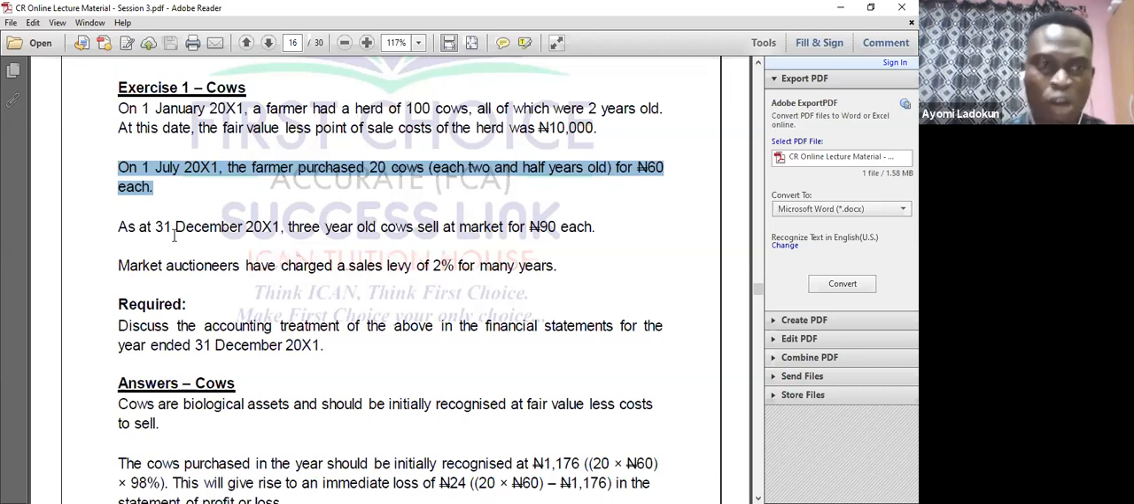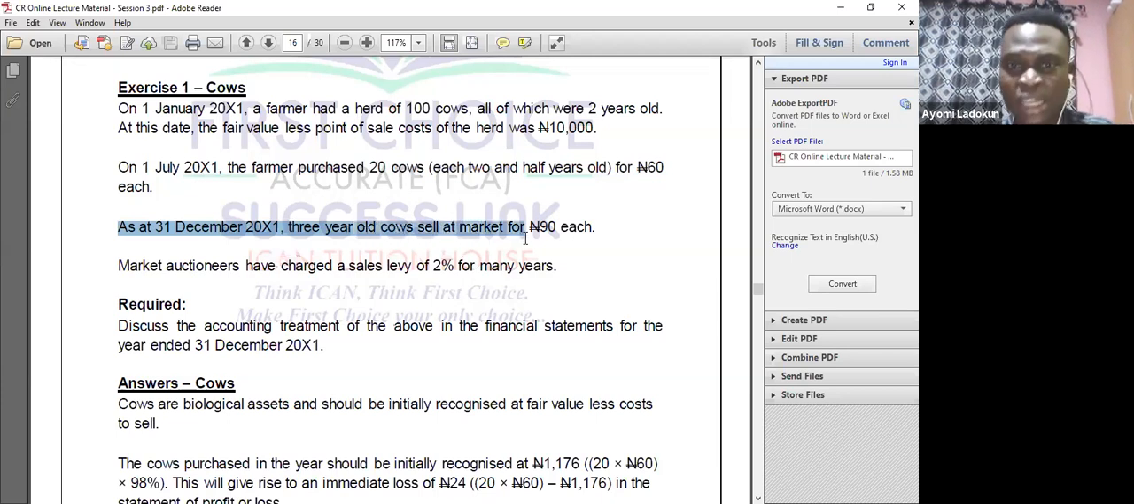I will now come to the end because I need to revalue all of them at the end of the year. What is the value at the end of the year? The examiner told me here that as at December 31, 2021, a 3-year-old sold for 90 naira. When I bought, I bought 2.5-year-olds, it was 60 naira then. But now a 3-year-old sold for 90 naira.